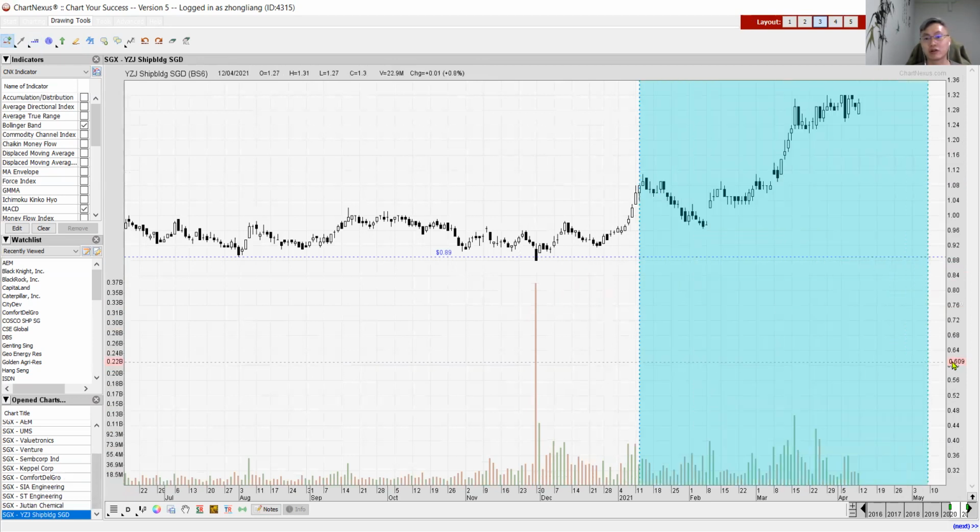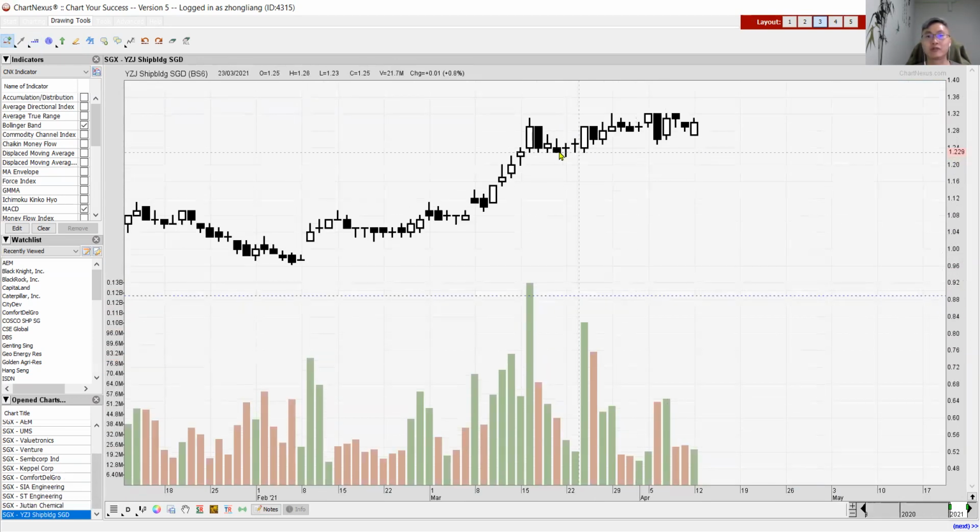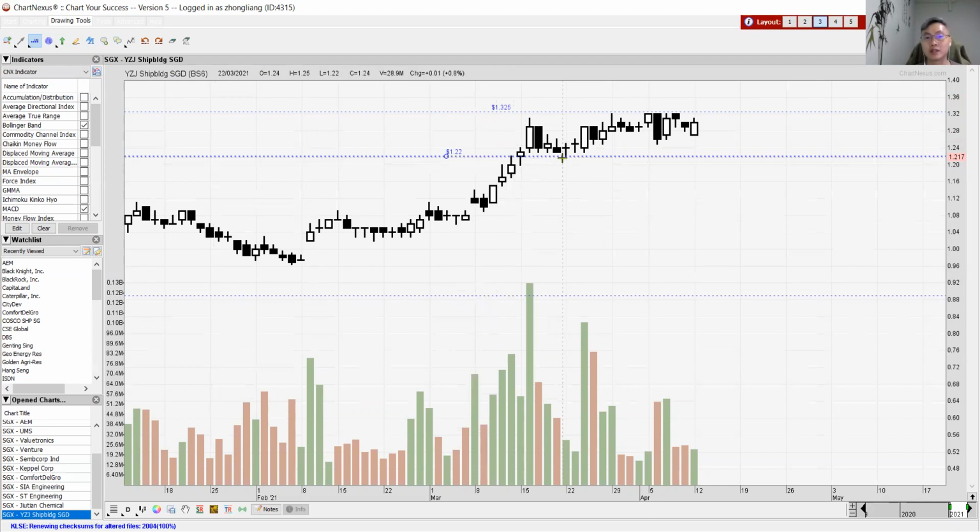Yangzijiang, of course, just now we talked about Yangzijiang as an example, but we can see that Yangzijiang, in fact, managed to hold on and remain in the consolidation zone, where this counter has the range of trade from 1.22 to 1.32. So if this counter managed to hold above the 1.30 range, the chances of breaking out increases. So let's see where this counter is going to be.